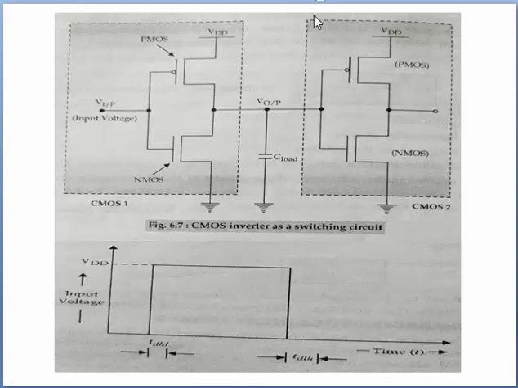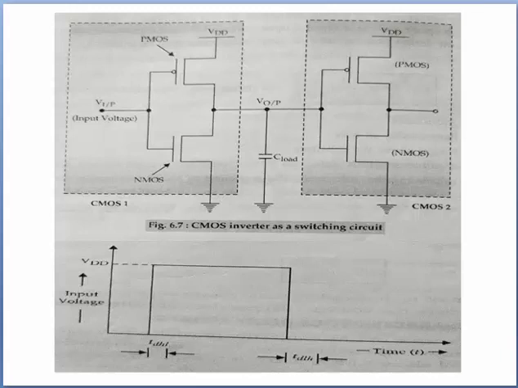So in this circuit, two CMOS inverters are used. When the input goes from 0 to 1, the output goes from 1 to 0. Similarly, the output of the next inverter goes from 0 to 1, because the input of the second inverter goes from 1 to 0. The capacitive load is connected in parallel between the two CMOS inverters, because the switching speed of CMOS decreases due to the charging and discharging of the capacitive load, that is C load.